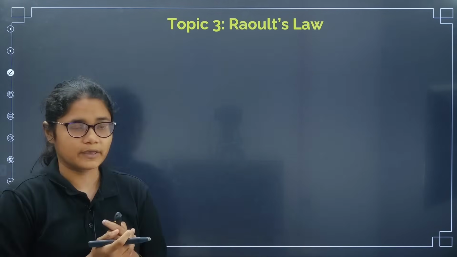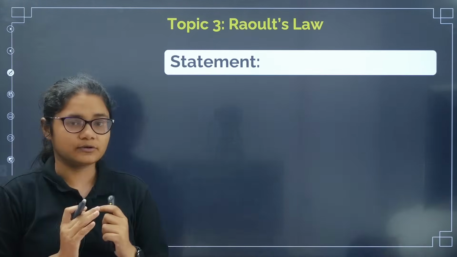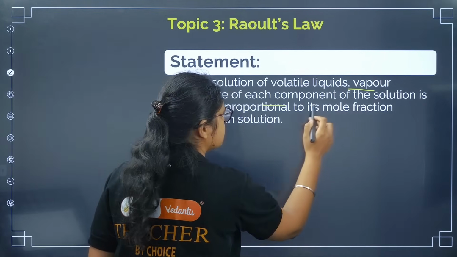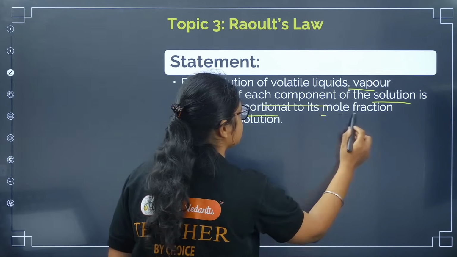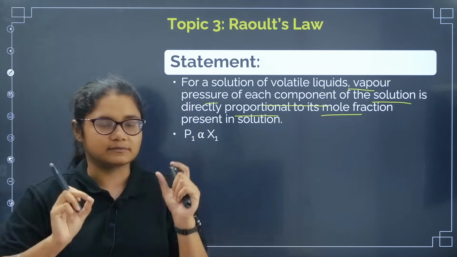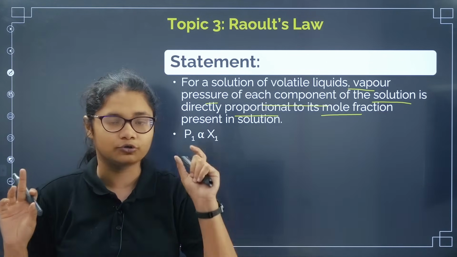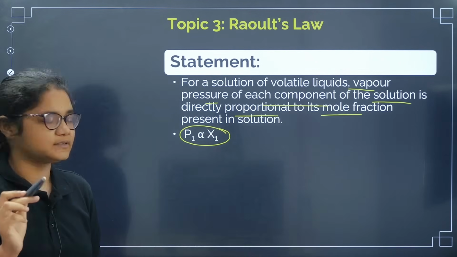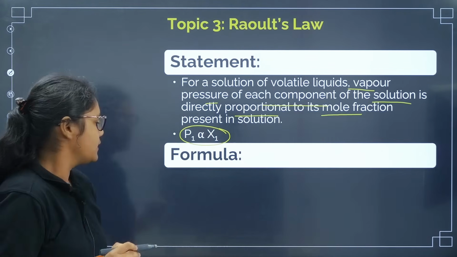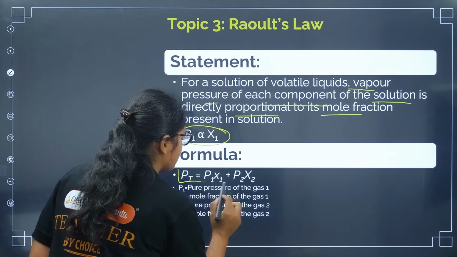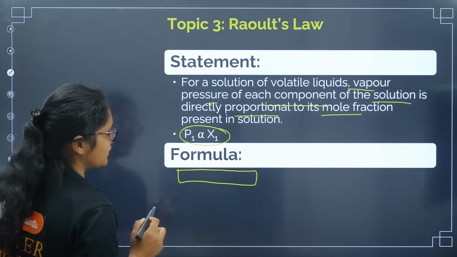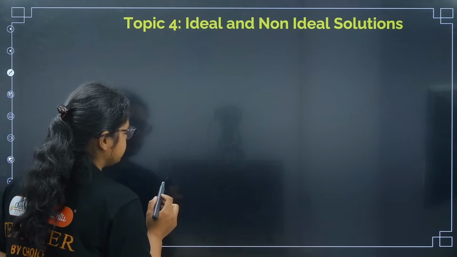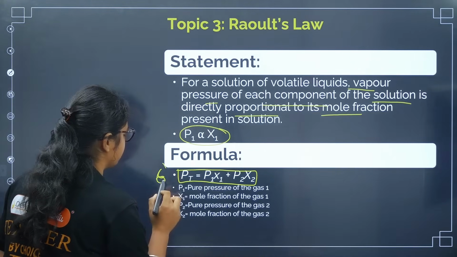We have Raoult's law. The statement is not very important here, you just have to know that the vapor pressure of each component of the solution is directly proportional to its mole fraction. Just write down this much: vapor pressure proportional to mole fraction. In terms of formula, P1 is proportional to X1. This is formula number 6. Now the formula for calculating the total pressure is formula number 7.